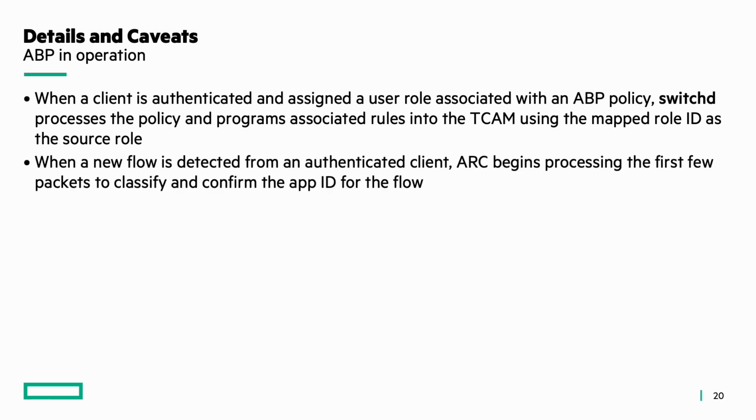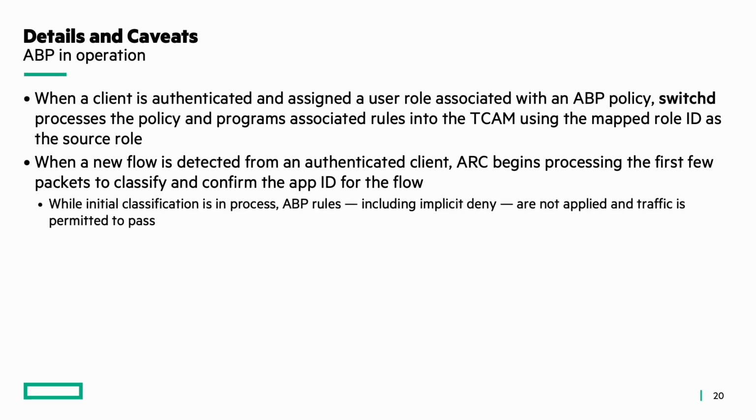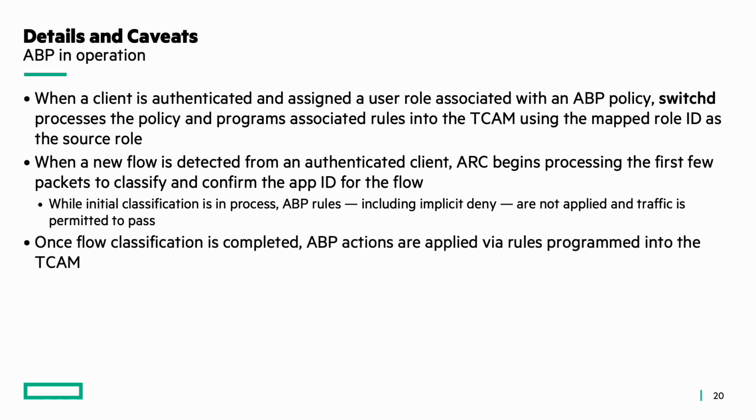When we detect a new flow from an authenticated client, the app recognition feature will kick in and start processing the first few packets of that flow to classify and confirm that flow's app ID. Now, while that initial classification is in process, we do not apply any app-based policy rules, including the implicit deny. We permit the traffic to pass to allow accurate classification of that app ID. Once that classification is completed, we will start applying the app-based policy actions via the rules that have been programmed into the TCAM for that flow.